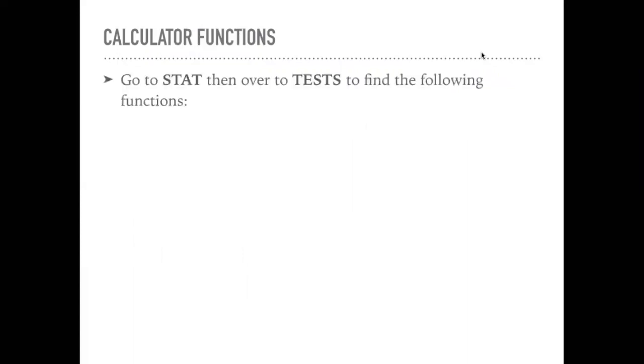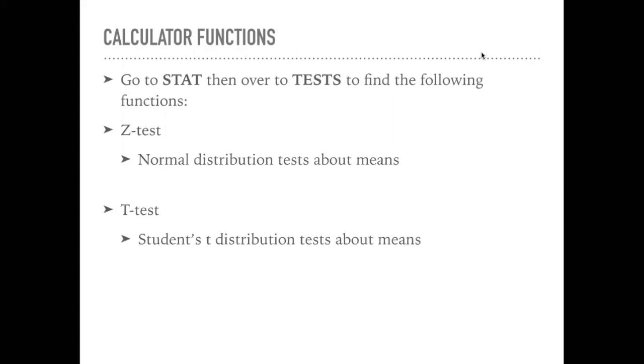So we're going to go to STAT and then over to TEST, and then we're going to find the following functions. The Z-Test, which is used for the standard normal distribution tests about means. The T-Test for our Student t distribution tests about means, and the 1-PropZTest, the normal distribution test about proportions. So in order to practice these three functions, we want to make sure that we know that they're working well.